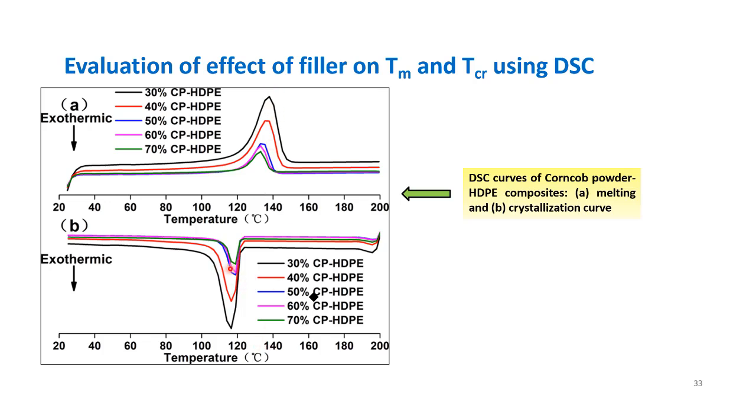And again, the first one is for the melting curve, and the second one is the crystallization curve. So crystallization again is reduced. Here also the peak intensity is reduced and is shifted towards the right, that is the higher side.